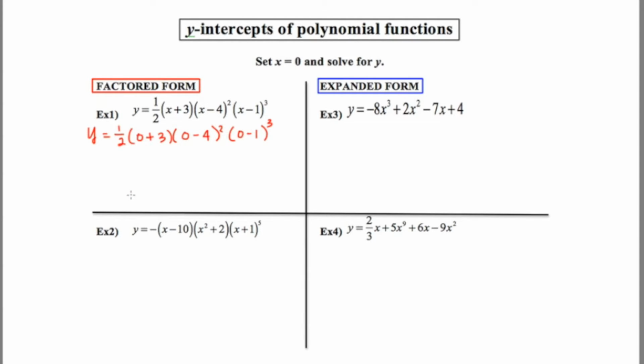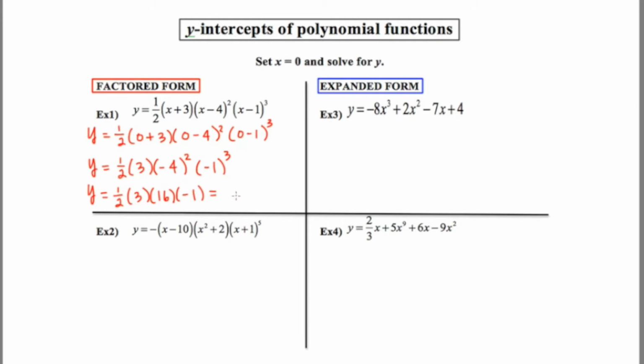Okay, now that I've done that, I'll evaluate each little set of parentheses and clean that up a little bit. So my first factor turns into 3. My second factor turns into -4 squared, and my third factor turns into -1 cubed. Now I'll go ahead and raise each of these things to the appropriate powers, getting me 1/2 times 3 times 16 times -1, and then I'll multiply all these things together.